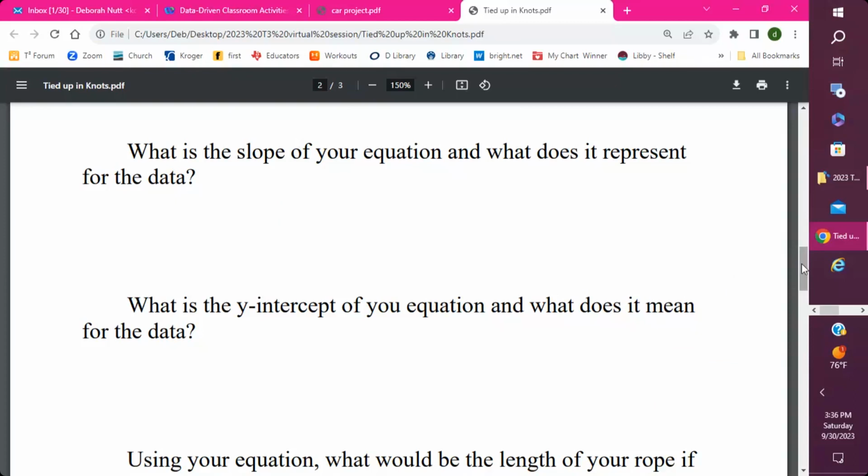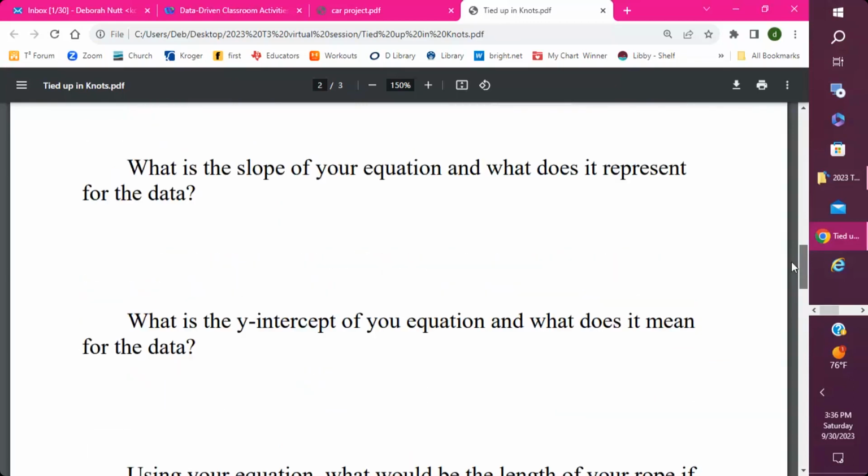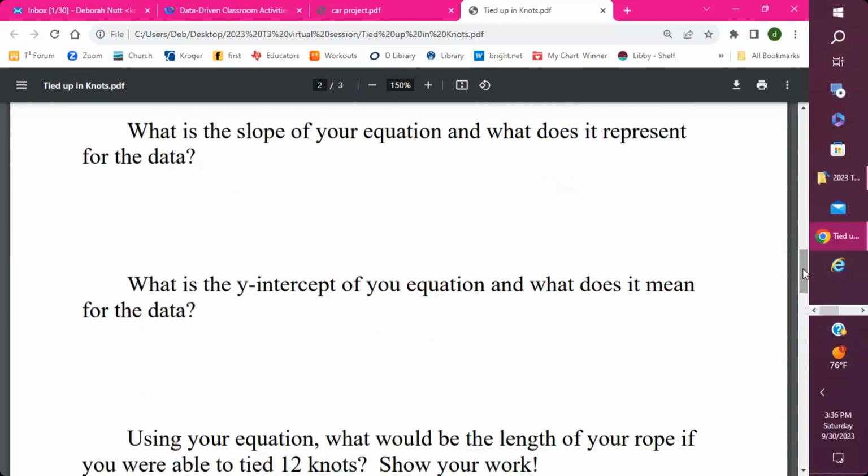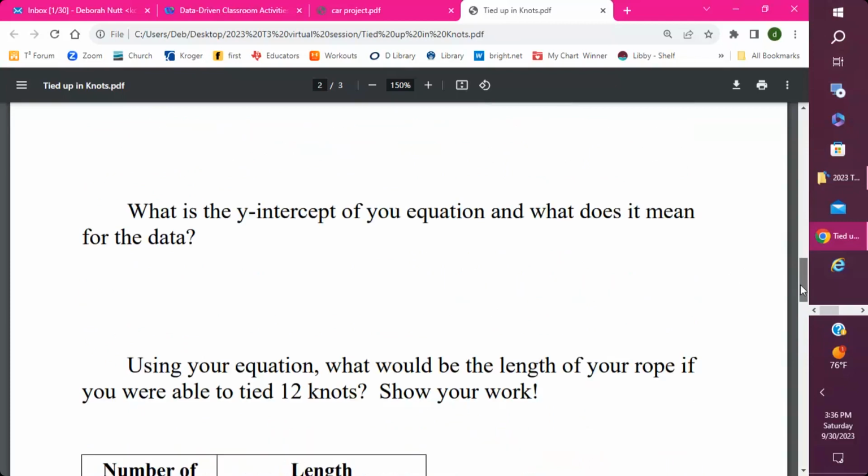But then I also had the questions at the end of what is the slope for this particular representation mean? What is the y-intercept and what does it mean? So hopefully getting them to say that's what we started with when there were 0 knots, and that for each knot, my rope should shorten by that particular length.